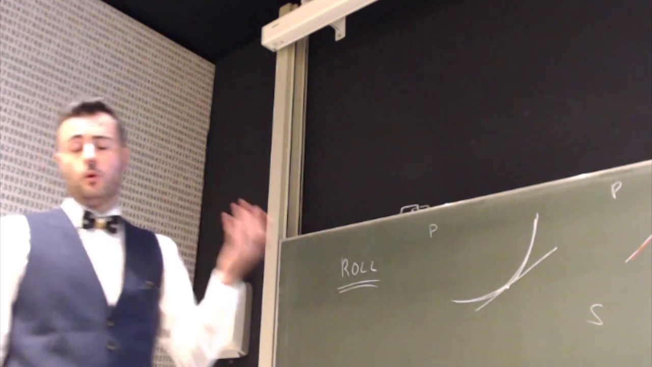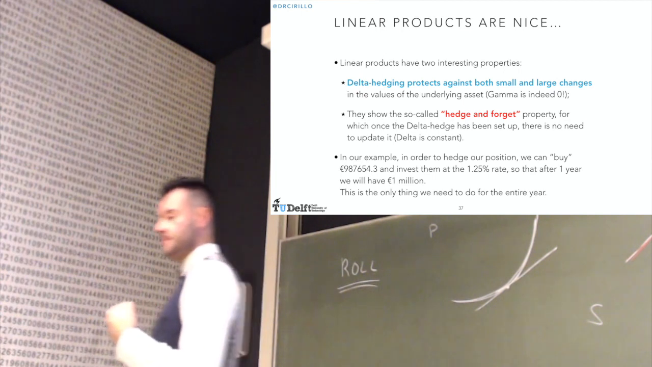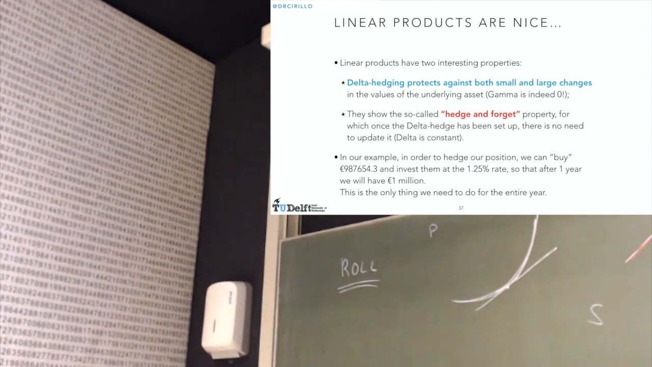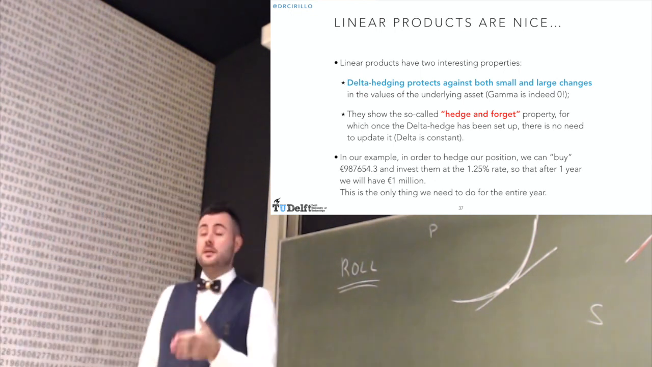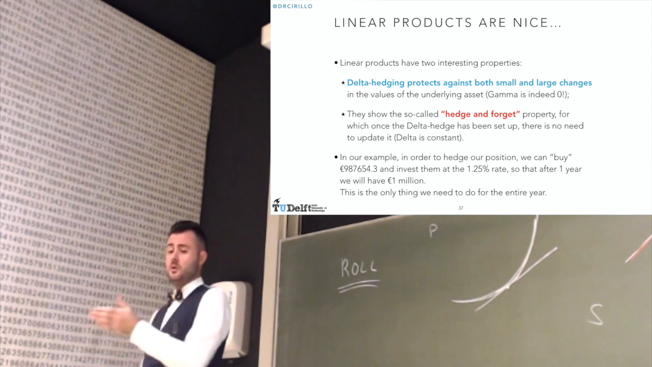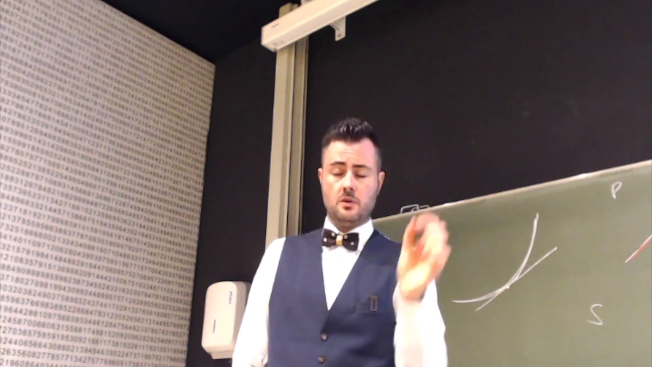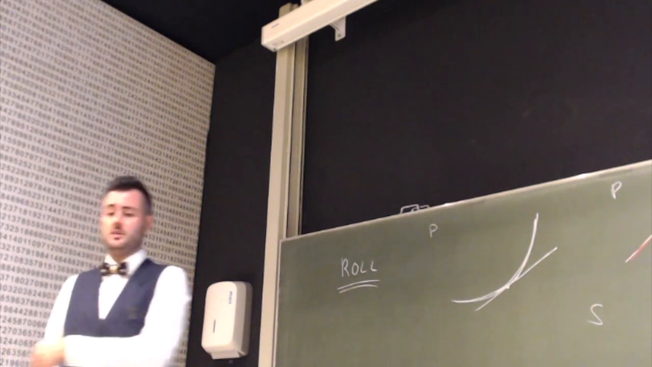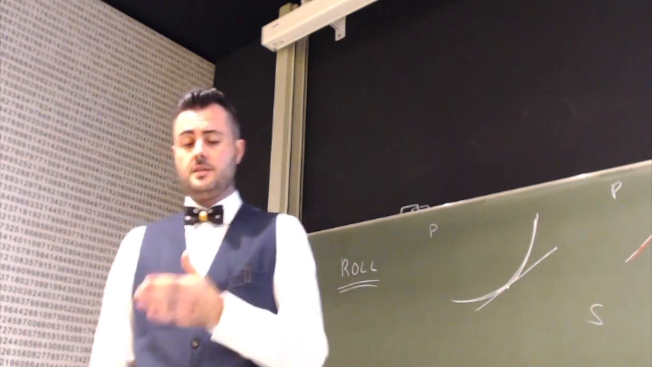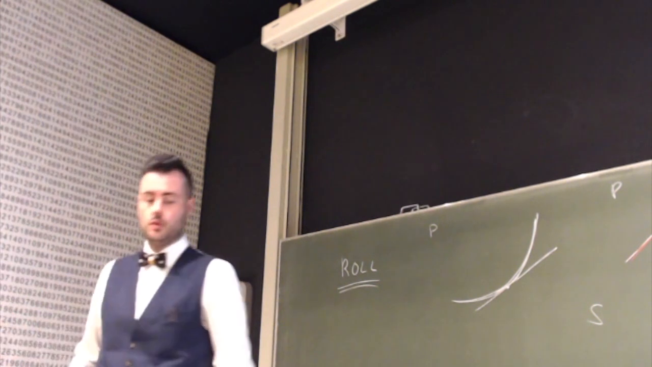A very important property of linear products is the so-called hedge and forget. We will see that most of the time when we hedge a portfolio, we will need to do that over time because the market variables change. The price can change sometimes in small amounts, sometimes in large amounts. The volatility changes, the interest rate changes, whatever changes. And since they change over time, all my strategy needs to be adapted over time. So it needs to be a dynamic approach to hedging.